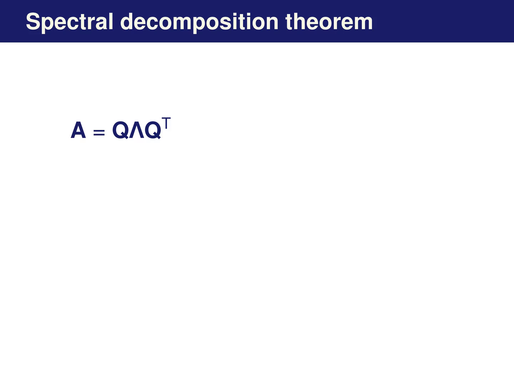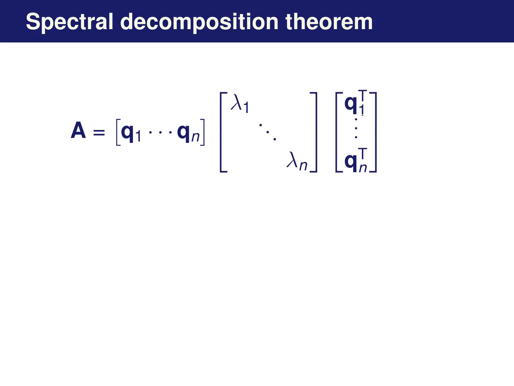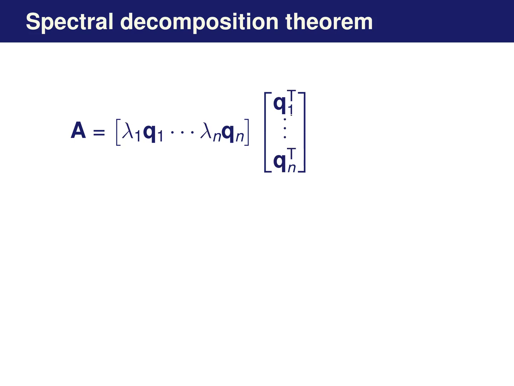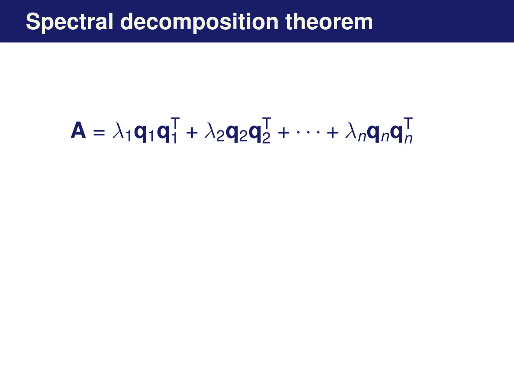Now, let's look at why the diagonalization of a symmetric matrix is also called the spectral theorem. We can rewrite A equals Q lambda Q transpose explicitly, in terms of the columns Q1 through Qn of the orthogonal matrix Q. The column vectors of a matrix that is right multiplied by a diagonal matrix are multiplied by the corresponding diagonal elements. Now let's multiply these two block matrices together. We get this sum. You may recognize the outer product terms in the series.